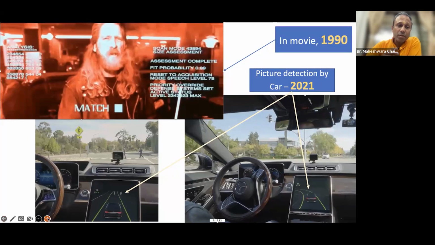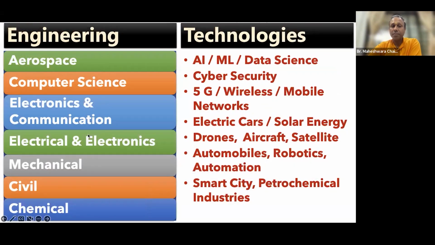So image processing happens in the car. So an automobile engineer is expected to understand how it works. Then only he can manufacture a car, right? So this is the importance of learning different domains.